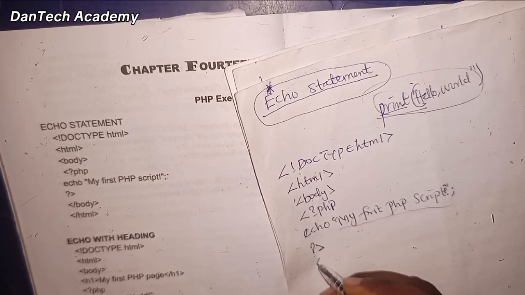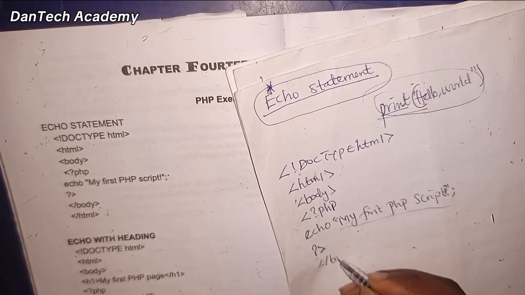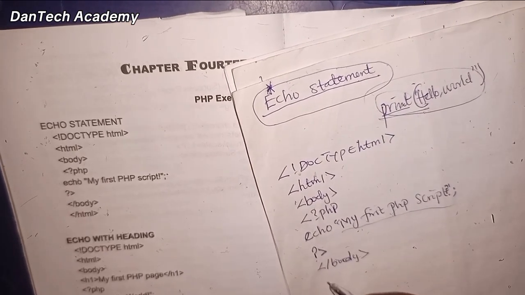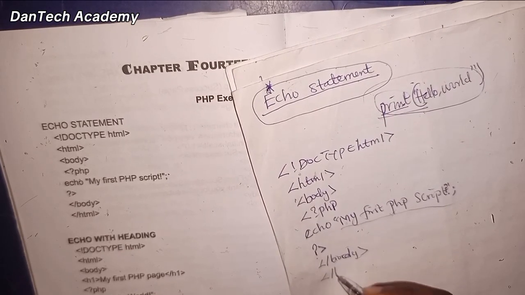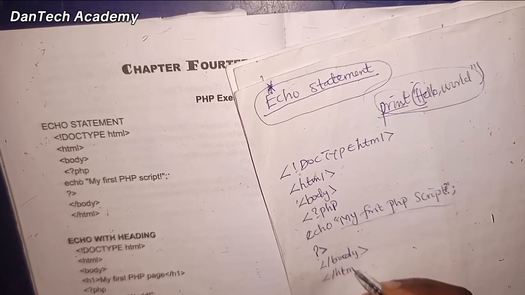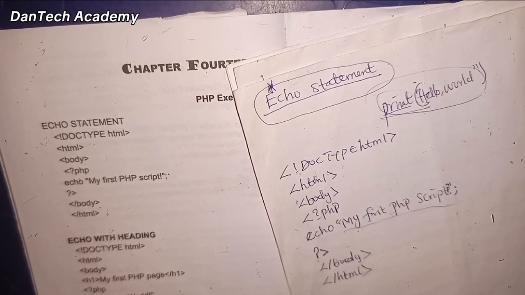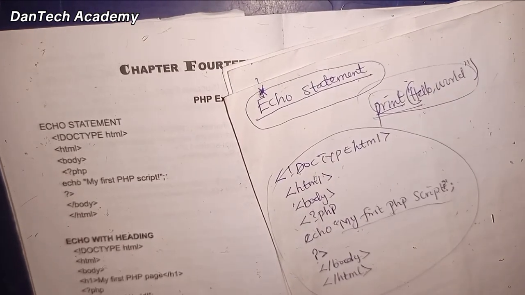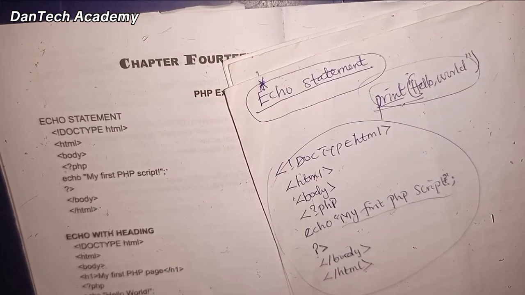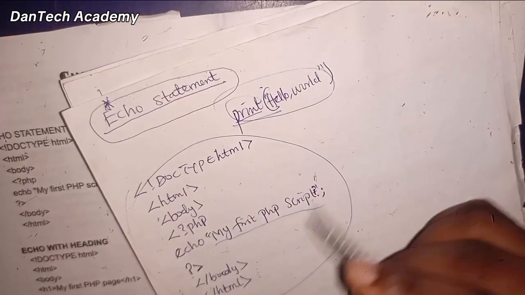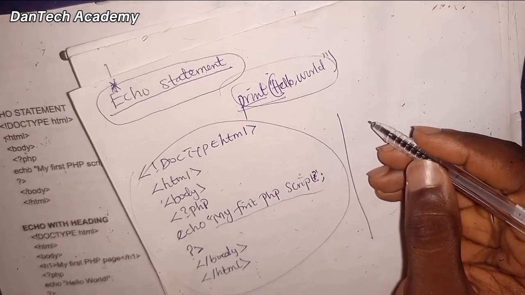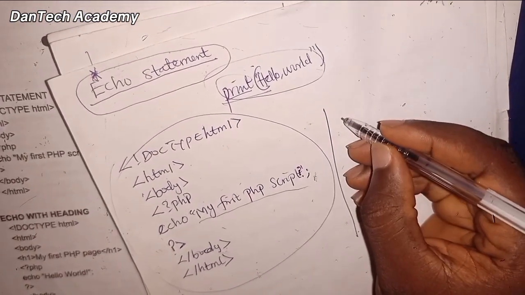So you have this, followed by your HTML closing tag. So this is now how PHP is being embedded inside HTML. Now, if you want to write the same thing, you can also write it in this format.